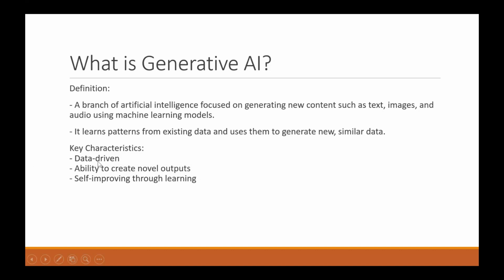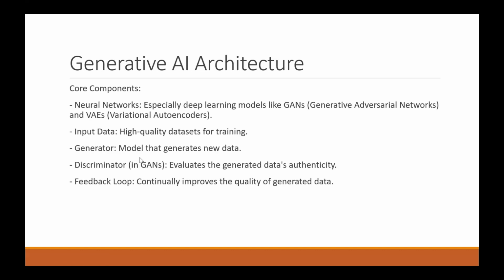These are some of the key characteristics of Gen AI. First, it is data driven and trained on data. If you feed the data to Gen AI, it will give you proper and good output. Second, the ability to create novel outputs. It can create outputs based on the content. Third, self improving through learning. It learns as well with the data which we supply, and it will keep improving so that it will improve your response as well. Whatever prompt you give, it improves the response.